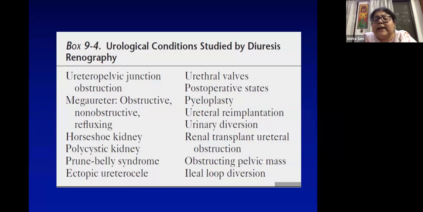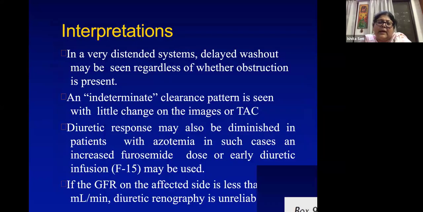Sometimes you can see ectopic ureteroceles, you can see urethral valves. These are more commonly seen in children, and also in patients who've undergone a pyeloplasty, to see the residual function of the kidney, as well as to see whether this kidney is draining or not, and whether there is any chance of a failed pyeloplasty, or whether the patient requires further DJ stenting or something like that. So all that is seen by a diuretic renogram.